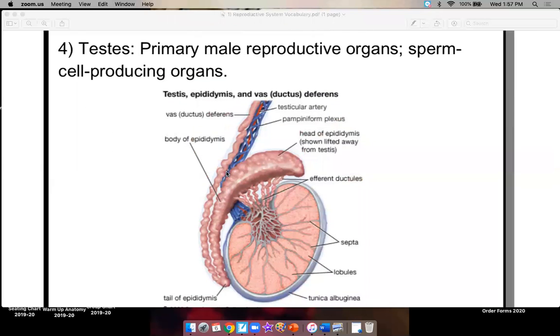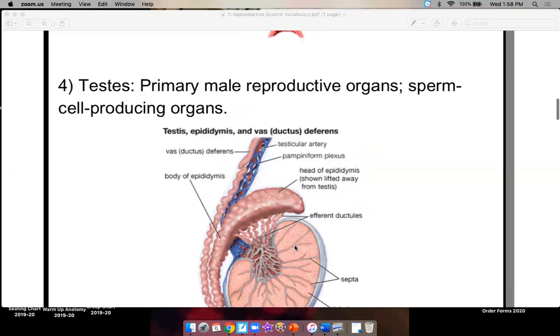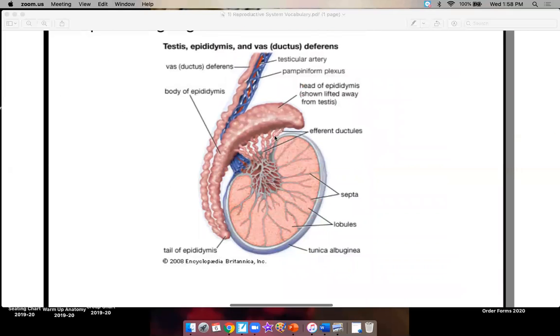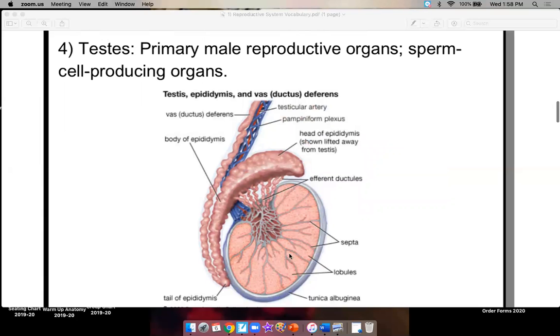Testes, the primary male reproductive organ, is the sperm cell producing organ. Just like the ovaries, where there's two of them clearly, men, obviously, you should know you already have two of them yourself. And inside here, you are going to produce sperm. And then it's going to travel through all around these tubes, which again, we will talk about in the notes.